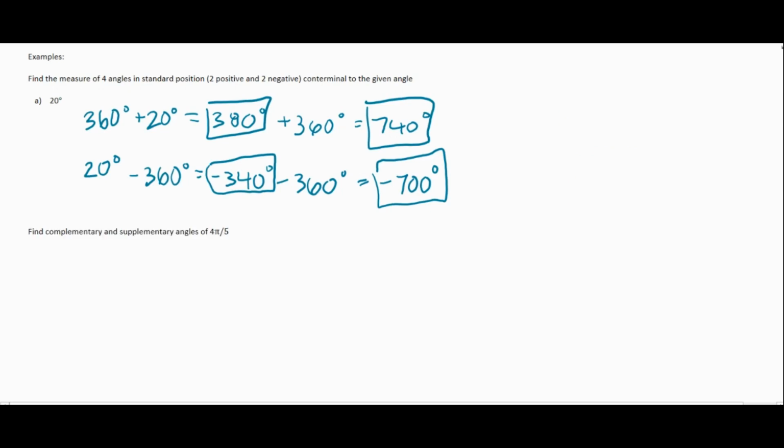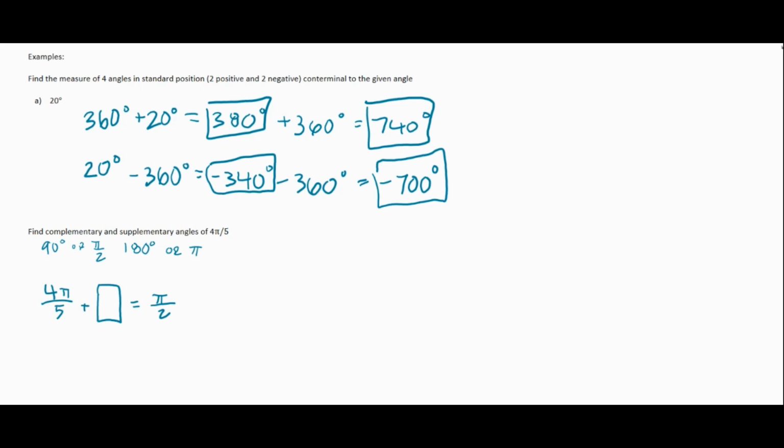Our next problem is find the complementary and supplementary angles of 4 pi over 5. The first thing we need to remember is that complementary angles add to 90 degrees or pi over 2, and supplementary angles add to 180 degrees or pi. In order to solve this problem, we will take 4 pi over 5 plus an unknown is equal to pi over 2, as pi over 2 is the complementary angle we are trying to solve for in order to get the unknown.